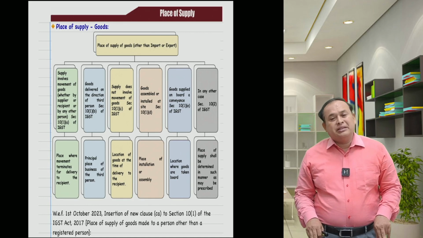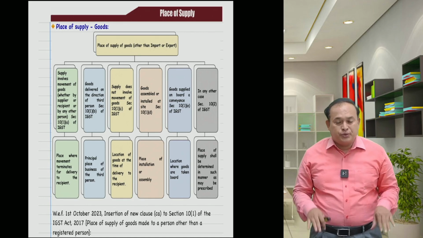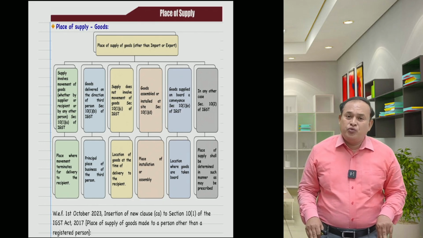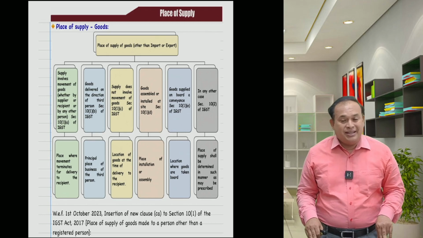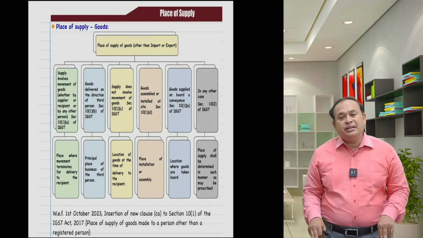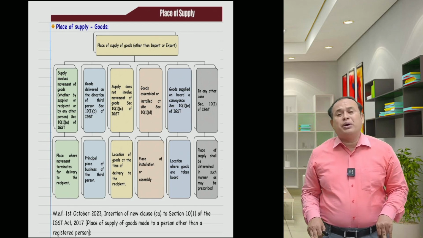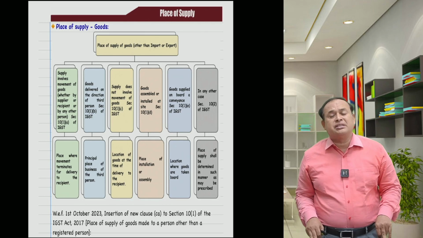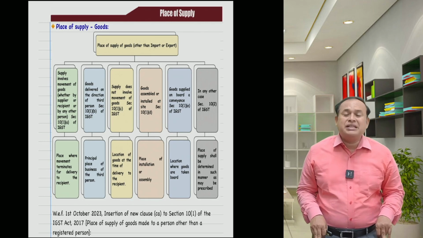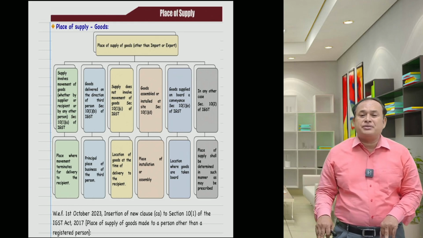Further, place of supply in case of export or import of goods, followed by place of supply of services where the location of supplier and location of recipient are in the taxable territory, a separate series of place of supply of services, followed by place of supply of services where the location of supplier of service or location of the recipient of service is outside India, a separate series of place of supply of services.